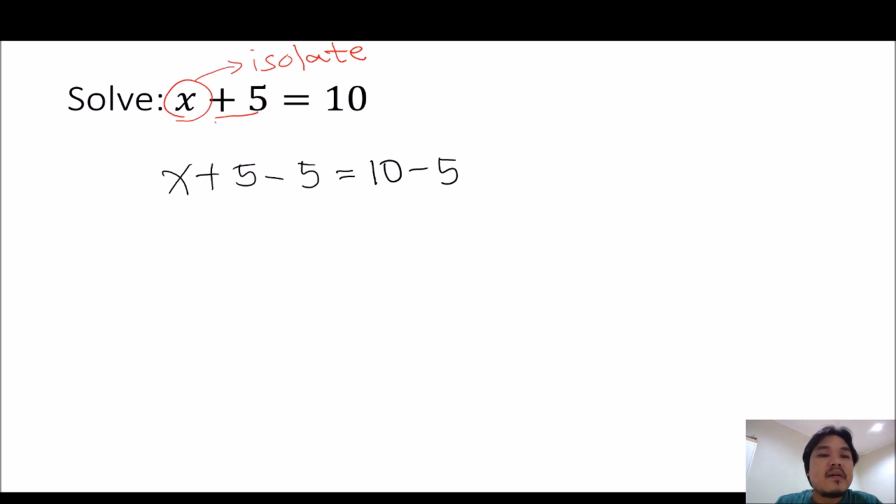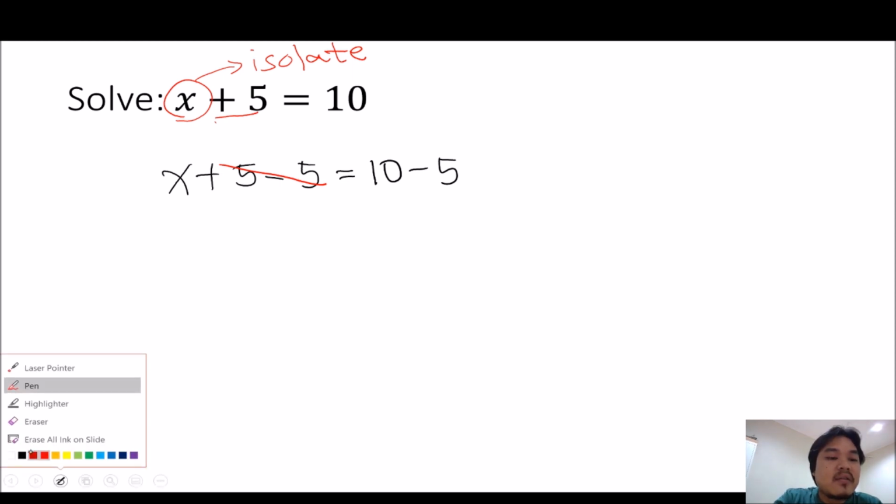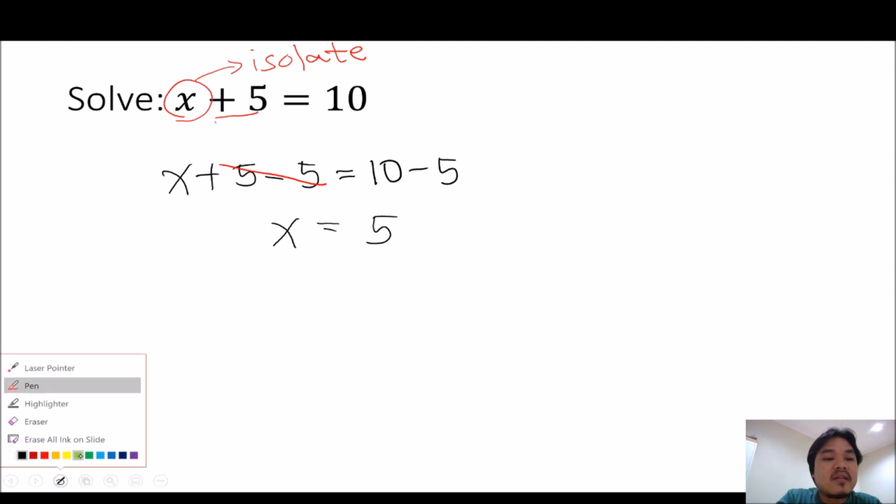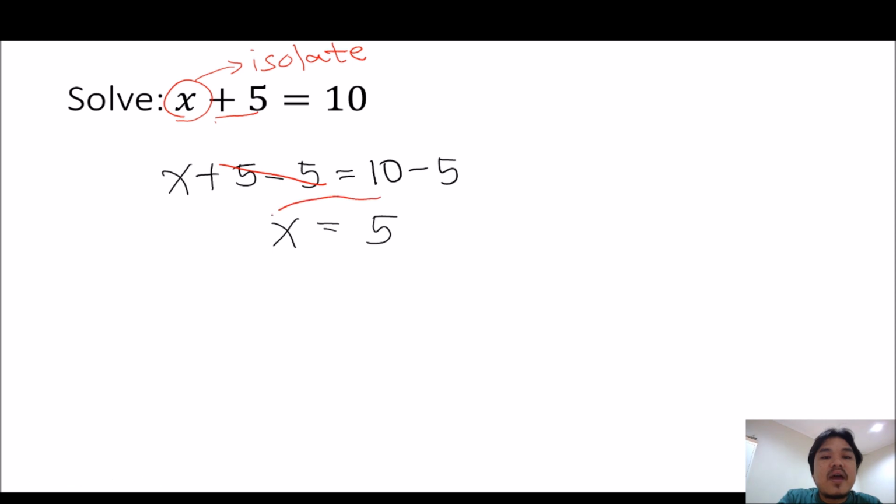So 5 minus 5 is 0, so we can cancel it out. And then 10 minus 5 is 5. So x will remain on the left-hand side, and 10 minus 5 is 5. If you will look, x is already isolated and the right-hand side is already simplified. So x equals 5 is the answer.